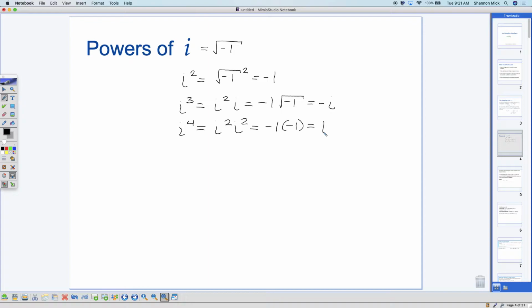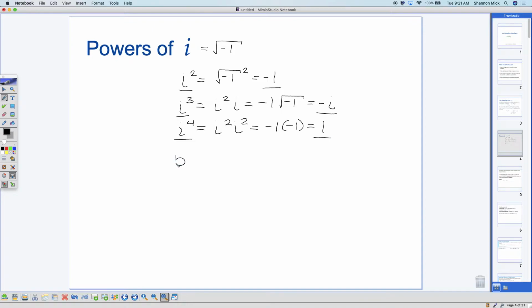You're going to get problems where you FOIL it out and you get i squared. You're going to write not i squared but negative 1. Anytime we see i squared, it's negative 1. i cubed is negative i. i to the 4th is just 1. What if it's i to the 5th, or 6th, or 7th, or 8th?